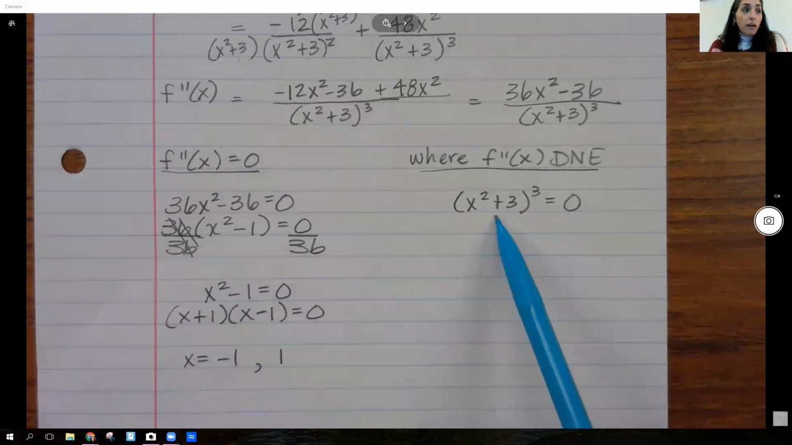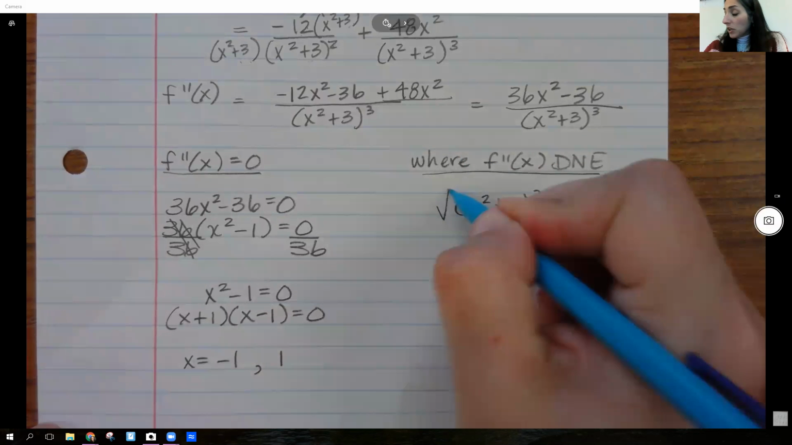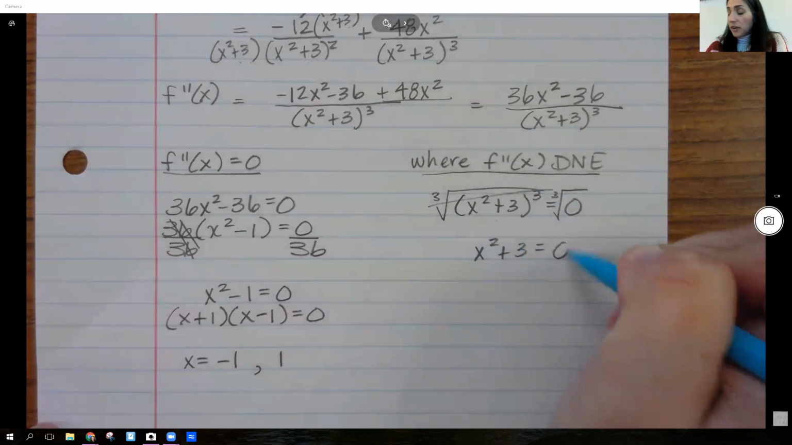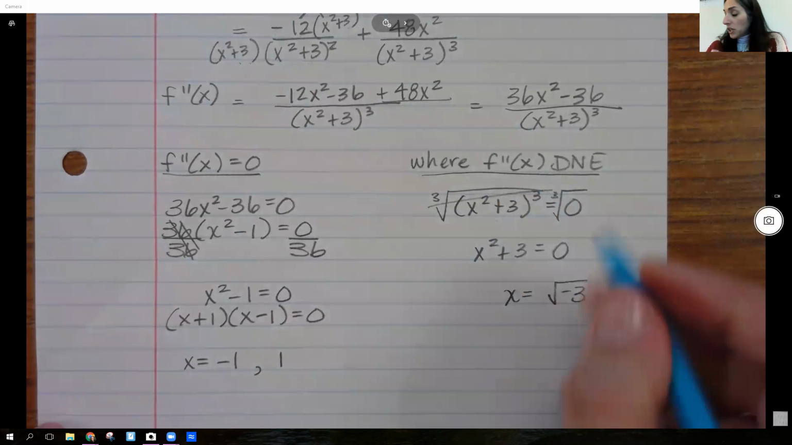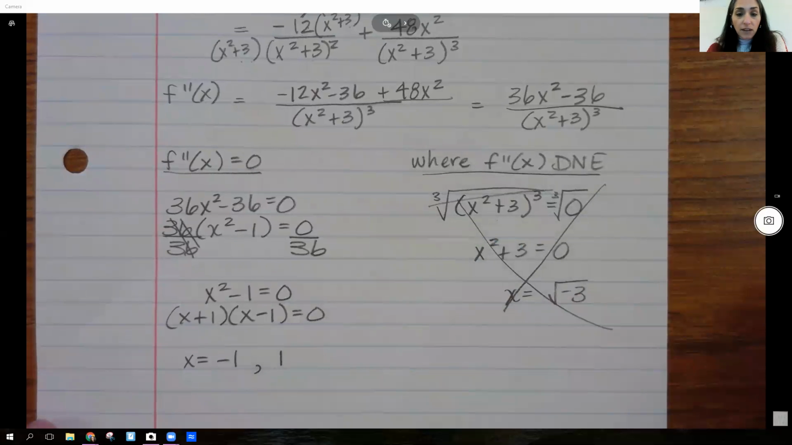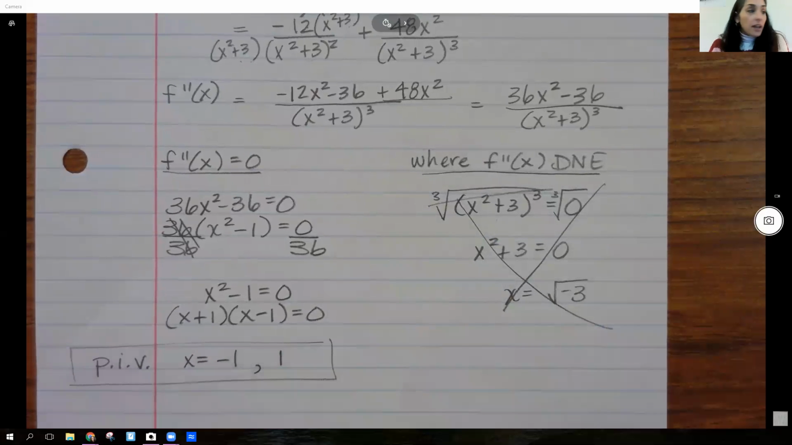Over here, where the derivative doesn't exist, we're back in that same situation as we were in the very beginning. You could cube root both sides. You get x squared plus 3 equals 0, and then you're back to x equals the square root of -3, which is imaginary. So we throw that out. Okay, so the second derivative is going to exist everywhere on this graph. So your possible points of inflection, your PIVs, are -1 and 1.